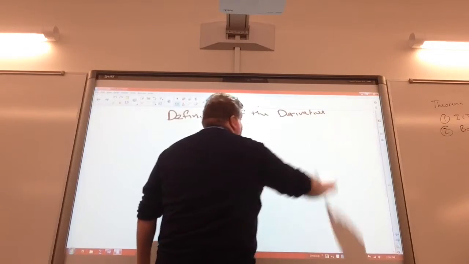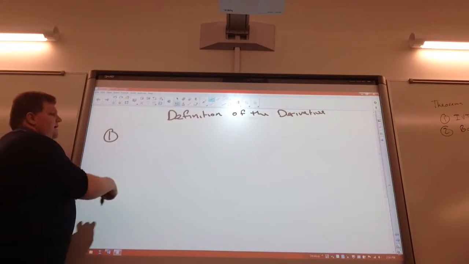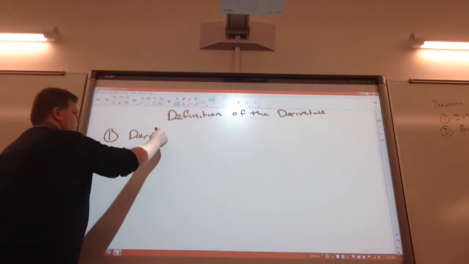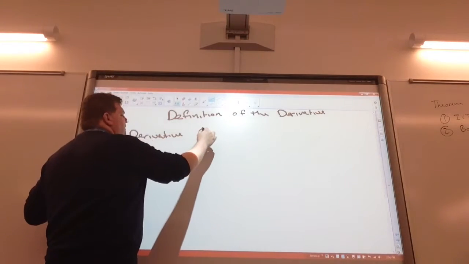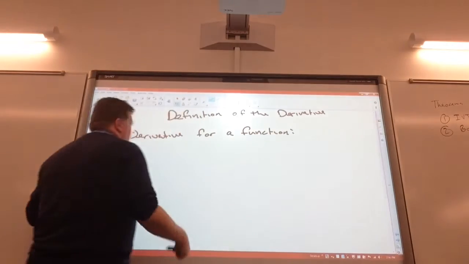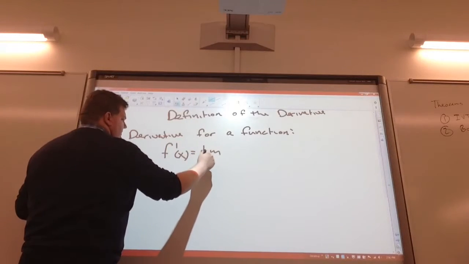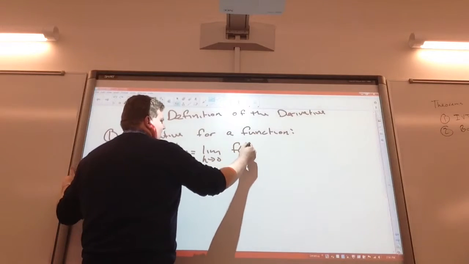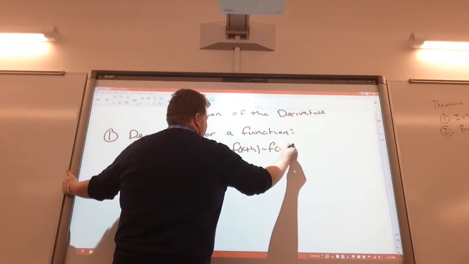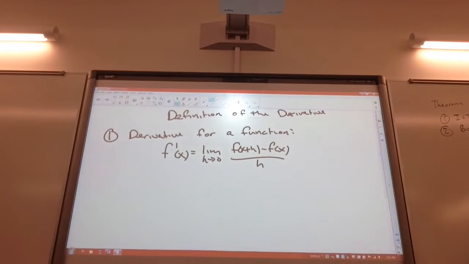There's actually 2 definitions of the derivative that we use. The first one is the one I just showed you. That's the derivative for a function. What's written is that f prime of x is equal to the limit, h goes to 0, of f of x plus h minus f of x all over h. Essentially, it's the limit of the difference quotient. That's one version of the derivative.